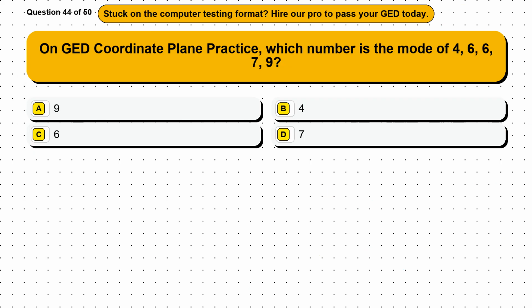Question 44. On GED Coordinate Plane Practice, which number is the mode of 4, 6, 6, 7, 9? Option A, 9. Option B, 4. Option C, 6. Option D, 7.